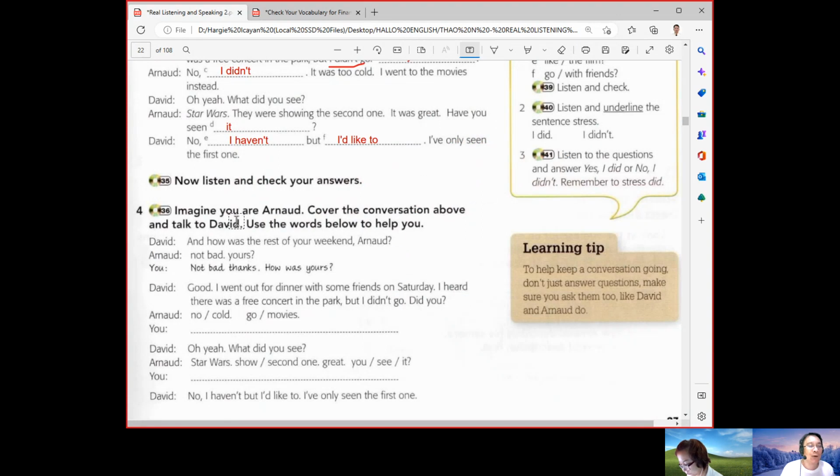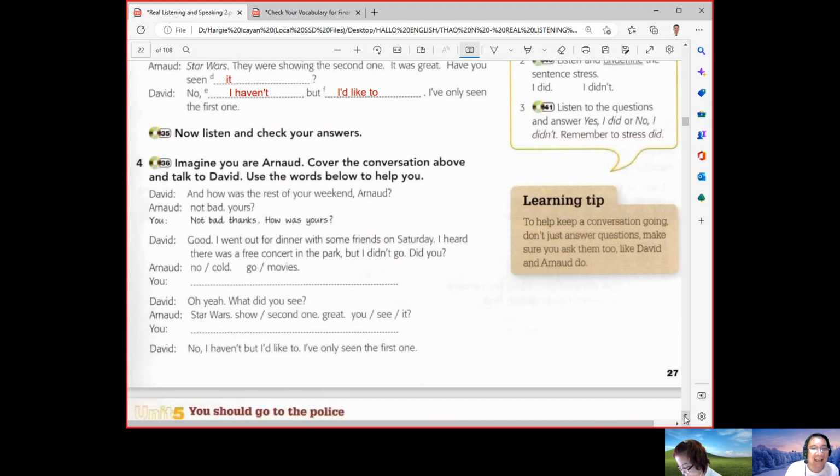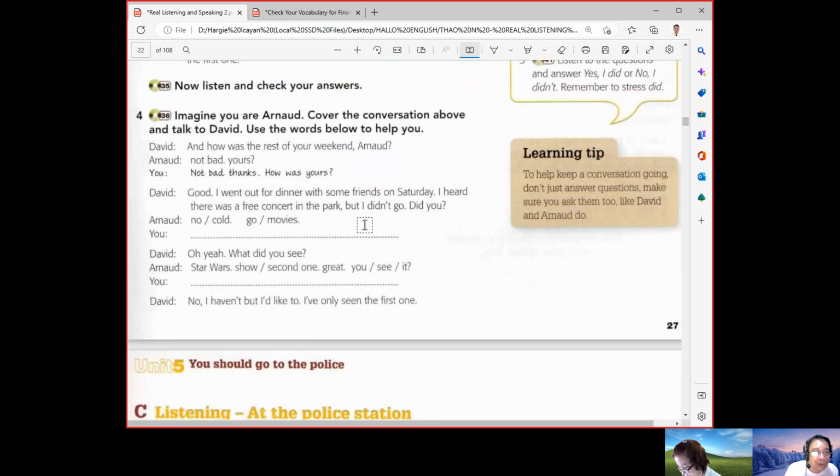Okay, now imagine you are Arnaud. Cover the conversation above and talk to David. Use the words below to help you. Okay, let's try. Let's try to supply here the words, okay, with regards to their conversations.